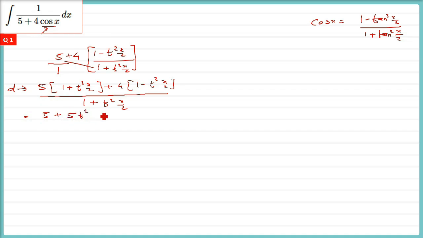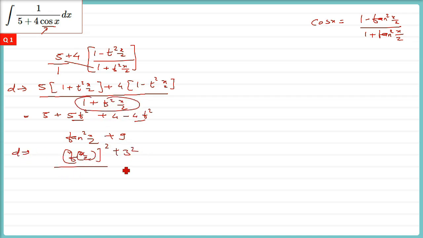5 plus 5 tan square x by 2 plus 4 minus 4 tan square x by 2. So what do we get? 5t square minus 4t square is equal to t square, so it's actually tan square x by 2. 5 plus 4 is 9, so you can write it as tan x by 2 whole square plus 3 square. Now this is just the numerator part, and this is divided by 1 plus tan square x by 2. So this 1 plus tan square x by 2 will go up in the numerator.